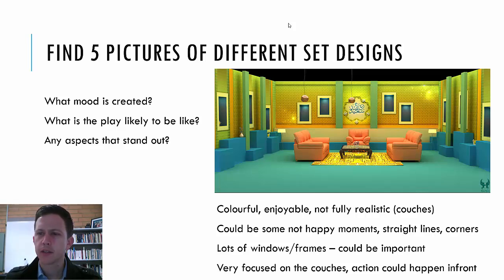And I'm getting that because there's a lot of corners and straight lines. There's lots of windows or frames or whatever they are. I'm sure they're important, but I'm just not sure where yet. And it's very focused on that middle area, those couches, the way that they're positioned. So if actors sit in them, that wouldn't be ideal for the audience to be able to see them. So I'm wondering how they might be used.